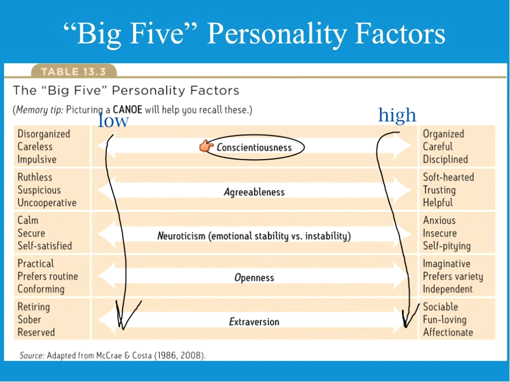So if I'm low in conscientiousness, I'm disorganized, I'm careless, I'm impulsive, I am not the person that you want to have picking you up from the airport when you return to San Diego. I want the high conscientiousness person to do that. They're organized, they're careful, they're disciplined, right? These are the students you want to have, trust me.